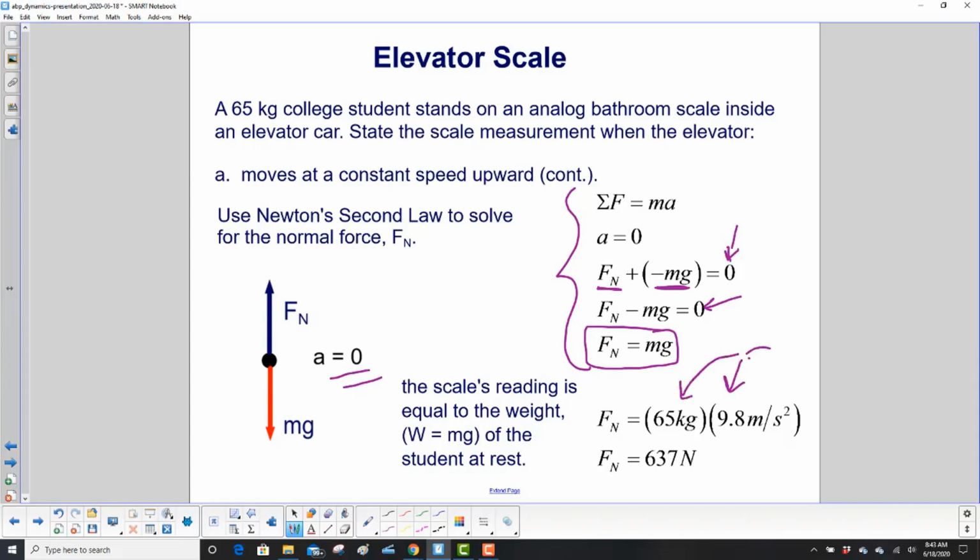65 kilograms for the mass, gravitational acceleration 9.8 meters per second squared, and we get 637 newtons. In this case, the scale reads the same as the weight of the student at rest. So if the student was in the bathroom, standing on the bathroom scale, it would show 637 newtons.